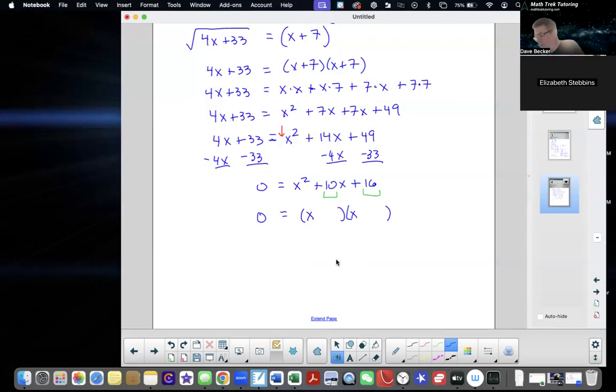So can you think of factors of 16? 2 and 8? Add up, girl. So we put plus 2 and plus 8. We could put plus 8 and plus 2. It does not matter. Okay. And then what are we going to do from here? Do you set it to 0?